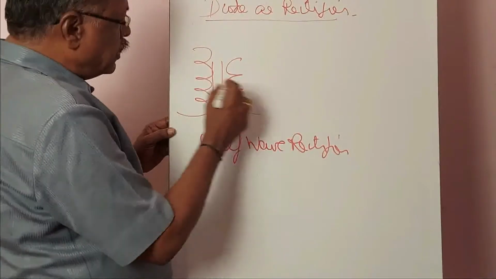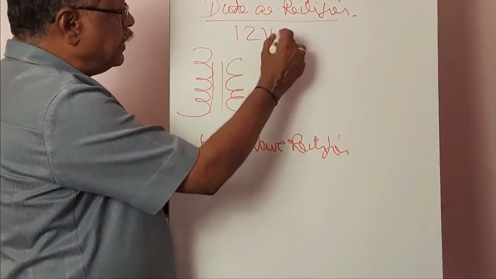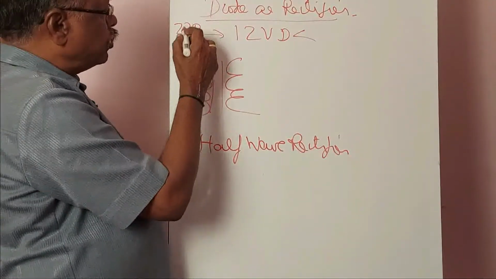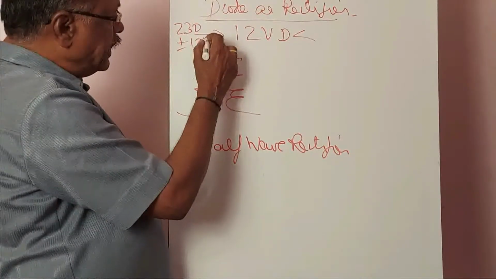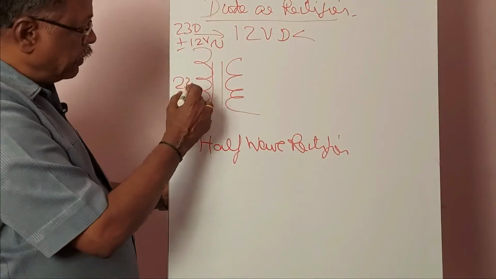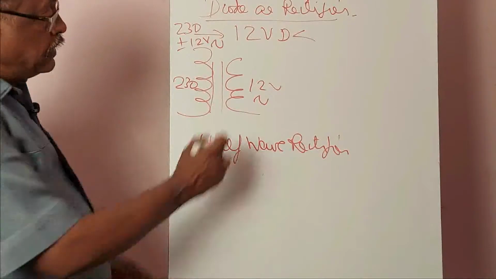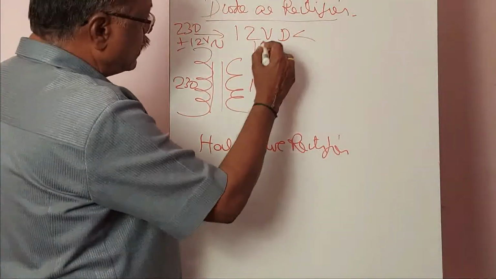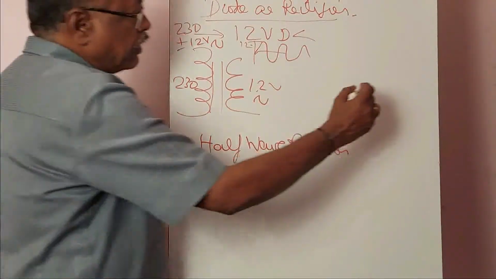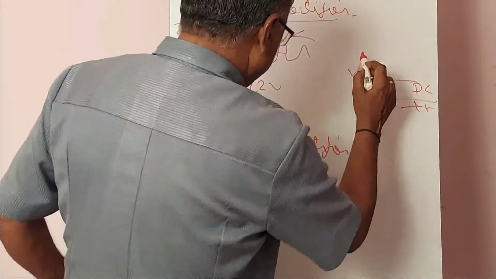So the voltage is going to be stepped down for rectification. Suppose we want a 12 volt DC from a domestic power supply of 230 volts AC, then a transformer has to be used. Input can be 230 volts, output may be 12 volt. Therefore, this is an alternating voltage. The waveform, as I said already, is going to be 12 volt, and this has to be converted into 12 volt DC. This is time, this is voltage.